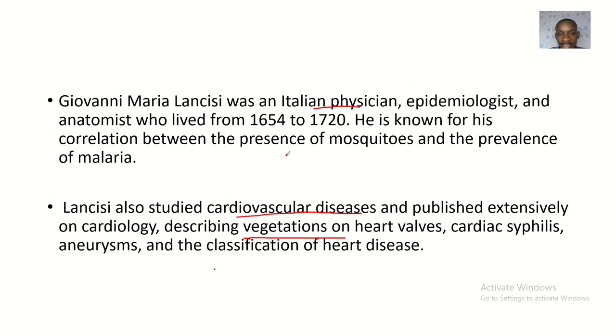Giovanni Maria Lancisi was an Italian physician, epidemiologist, and anatomist who lived from 1654 to 1720. He is known for his correlation between the presence of mosquitoes and the prevalence of malaria. He was active in letting the whole world know that mosquitoes cause malaria.